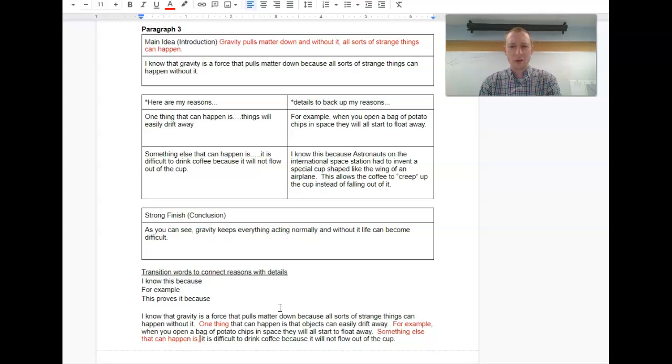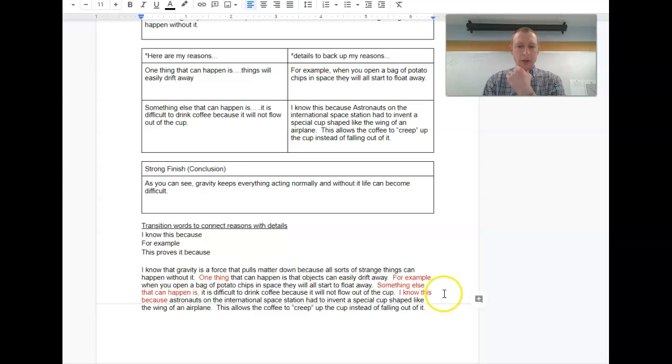Well, what do you mean, Mr. R? Is there any evidence or any details that you can use to back it up? Well, yeah, right? We read about how astronauts in the International Space Station had to invent a special cup shaped like the wing of an airplane. This allows the coffee to creep up the cup instead of falling out of it. So I'm going to write that right now. All right, so there it is. I know this because astronauts on the International Space Station had to invent a special cup shaped like the wing of an airplane. This allows the coffee to "creep" up the cup instead of falling out of it.